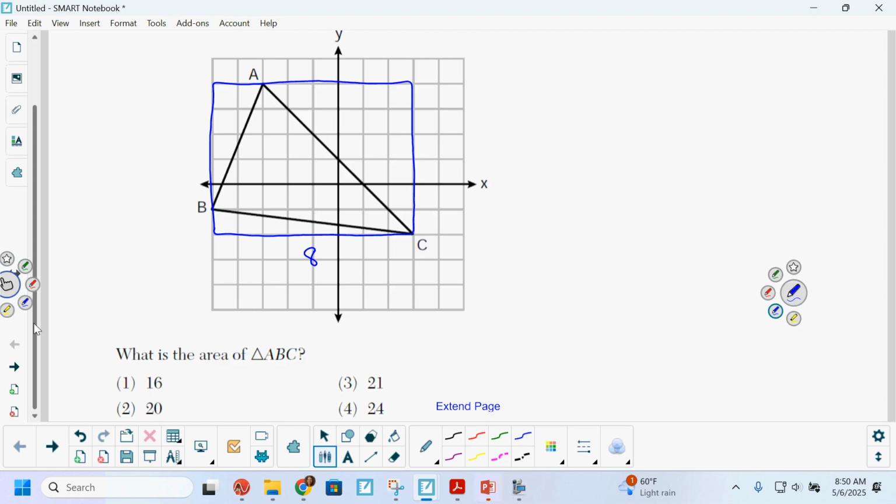So this is an 8 by 6 rectangle. And now I'm just going to take away all the areas of the triangles. So for example, this triangle right here, this is 5 by 2. So 1/2 base times height. So this triangle right here has an area of 5. This bottom triangle here is 1 by 8. So 1/2 8 times 1, that has an area of 4.